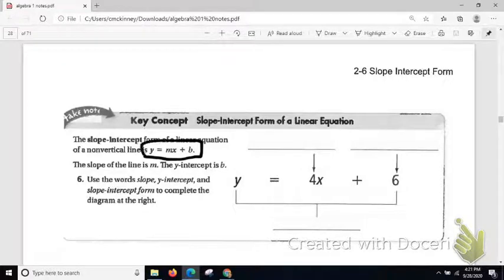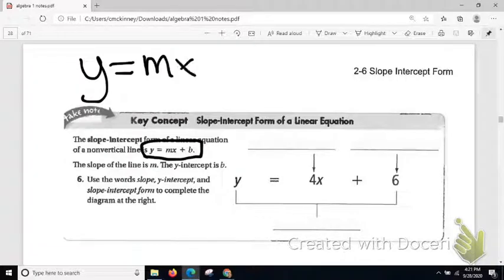This is the generic slope-intercept form, y equals mx plus b. I'm going to make my b capital just so it doesn't get mistaken for a 6. In this form, those two spots, the m and the b, will be replaced by numbers. So this is an example of a specific equation in slope-intercept form.